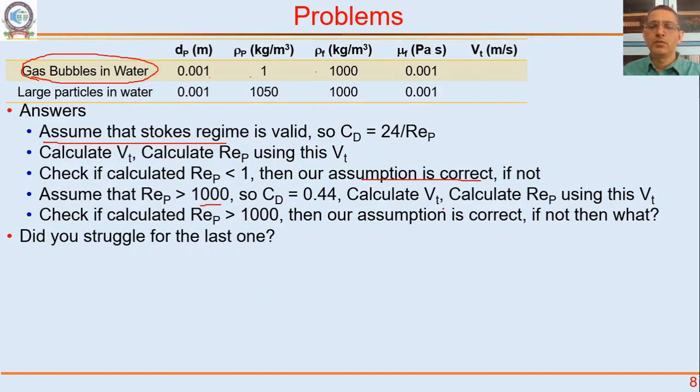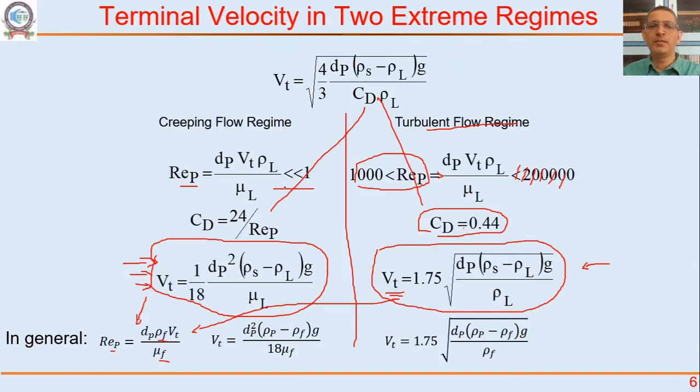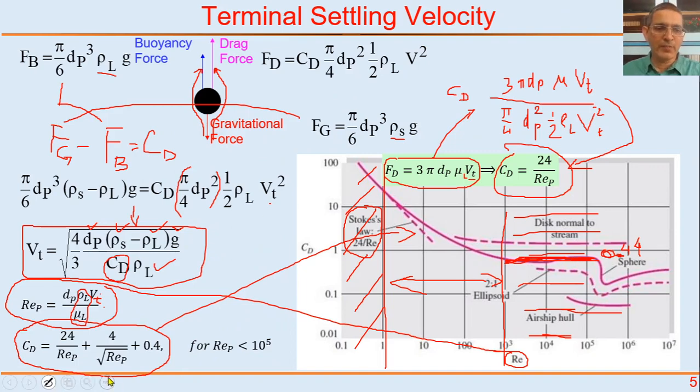Okay. So calculate. What about the last one? You might struggle with this. You might find that this is not valid, nor is this valid. Neither the creeping flow regime is valid, nor the Reynolds number greater than 1000 regime is valid. Then what you do is you take this CD expression and put that here.